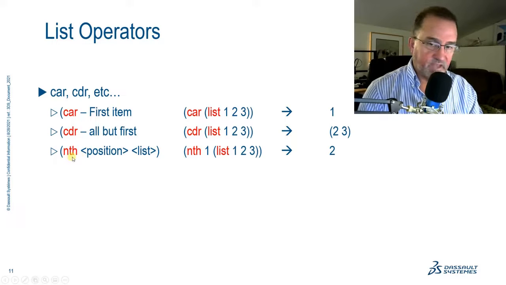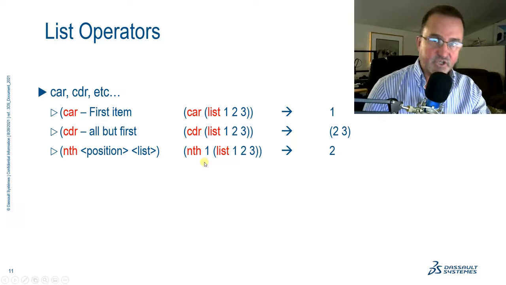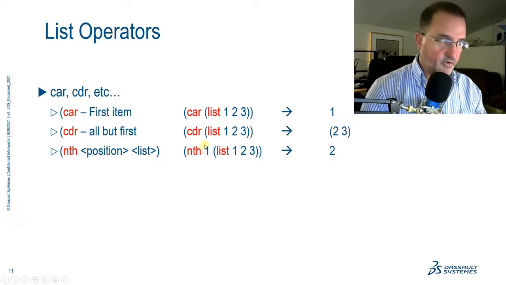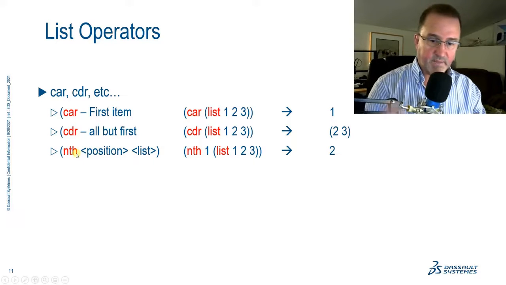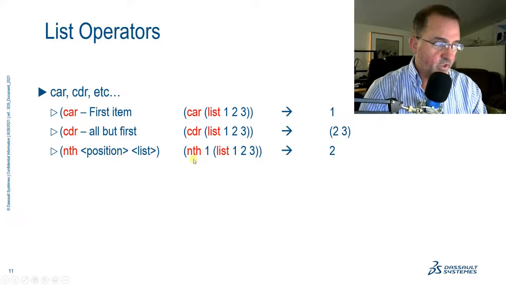Now, nth, what that does is I can use nth to give me the value from a specific position within a list. So if I don't want the first item, I want the second or third item, I can use nth to say grab the fifth item in this list. Now, if you'll notice closely, this isn't a typo.